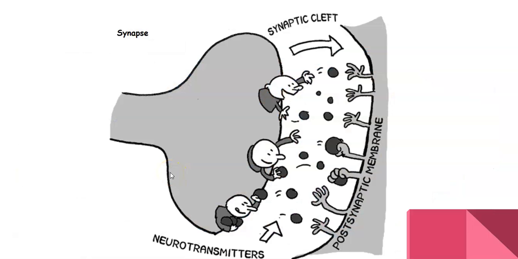A little bit of an easier diagram. You've got these little guys here. They're the vesicles. They pass the neurotransmitters into the synapse and they get caught by the receptors on the other side. And when they're done with their job, the receptors pass the neurotransmitters back again.